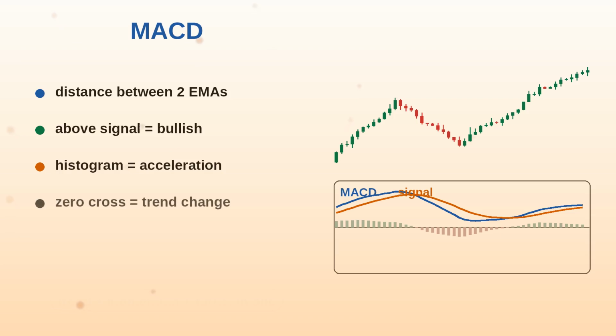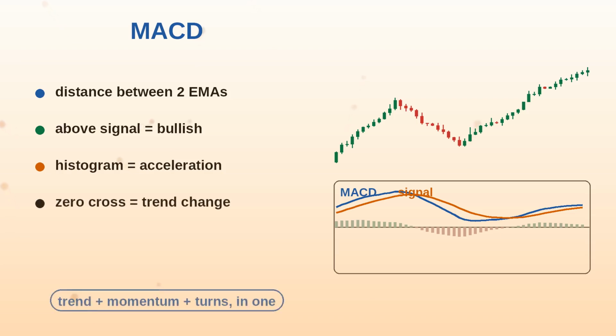MACD above the signal line, bullish pressure. The histogram growing, momentum accelerating. And the 0 line crossover marks a genuine trend change. 1 indicator, 3 readings, trend, momentum, and turning points. That's why it's on every platform on Earth.